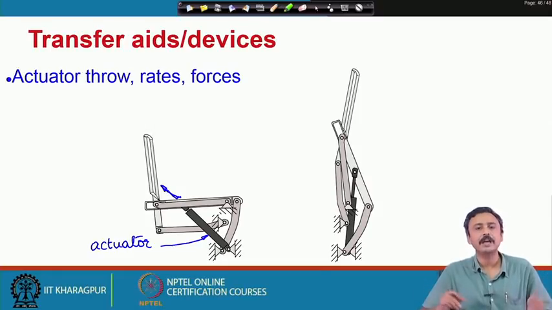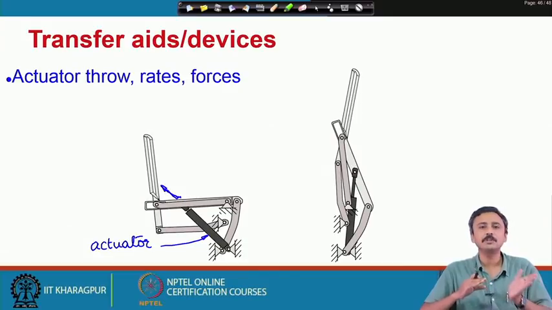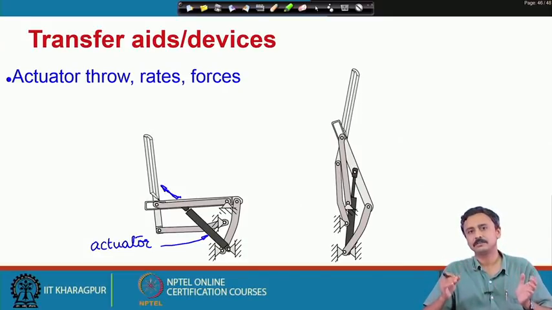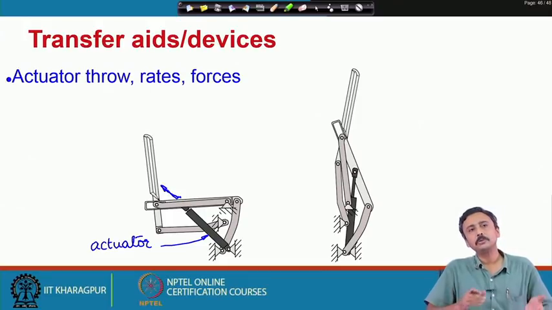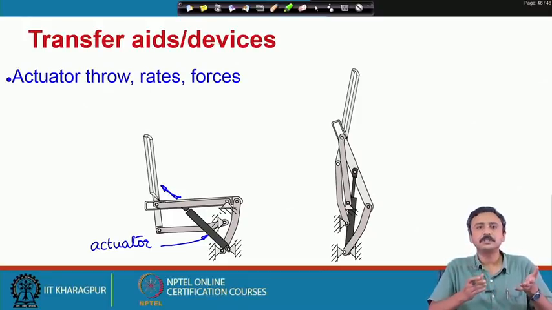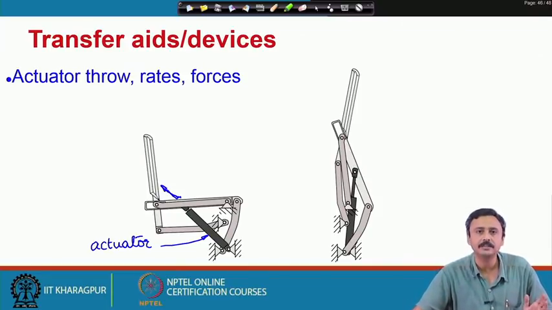So, what should be the size of the actuator? What should be the rate at which it expands so that a person is taken gradually from the sitting position to the standing position without much acceleration, without causing discomfort to the patient? What kind of forces does the actuator need to apply in order to lift a person of a certain weight from the sitting to the standing position? So, these are the issues that we can discuss when we analyze such mechanisms.